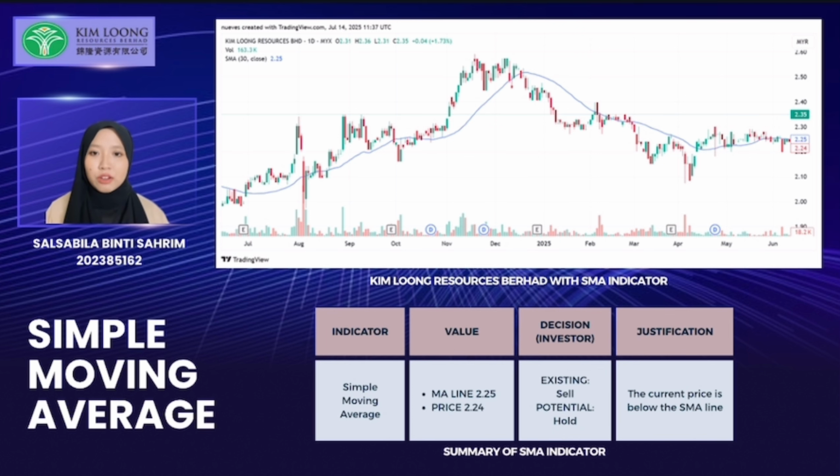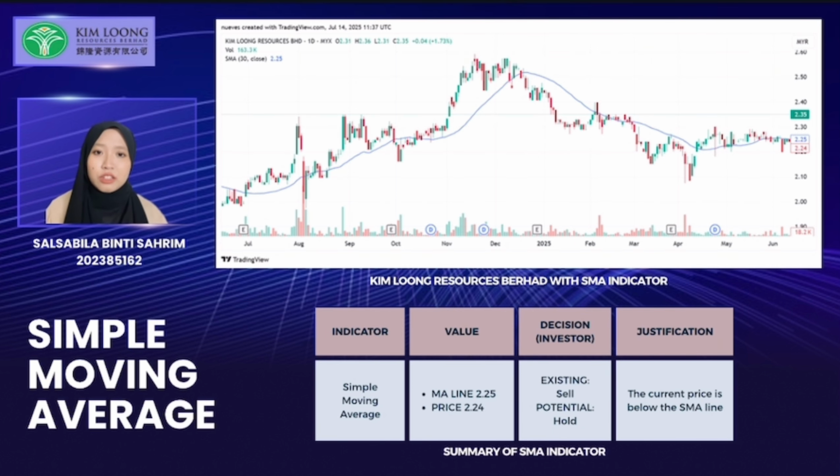The first technical overlay indicator we choose is the simple moving average. The figure shows the chart of KM Long daily price movement with the simple moving average indicator over the past year. As of 13 June 2025, the value of the moving average line is RM2.25 and the price is RM2.24. The price is slightly below the SMA line. It shows selling pressure and a bearish signal in the short term.